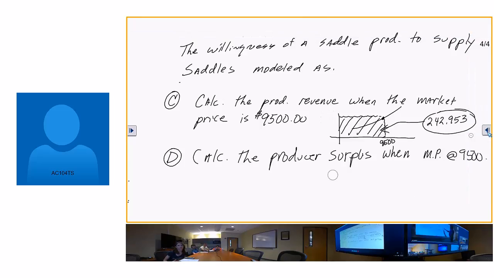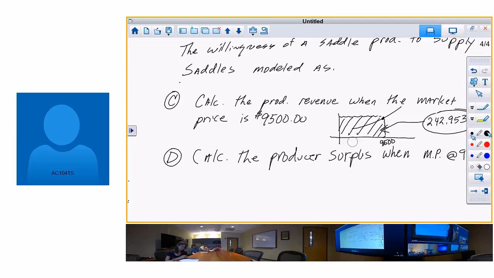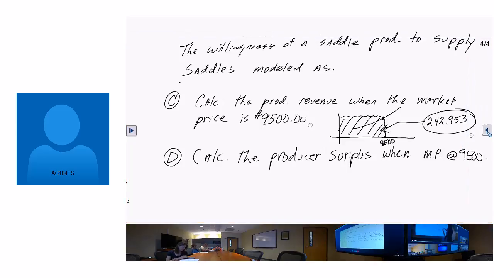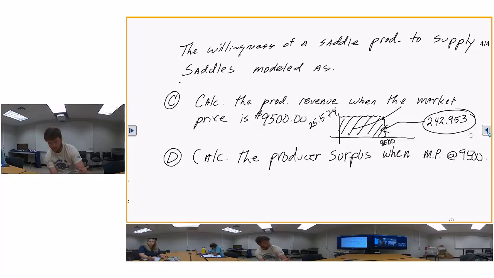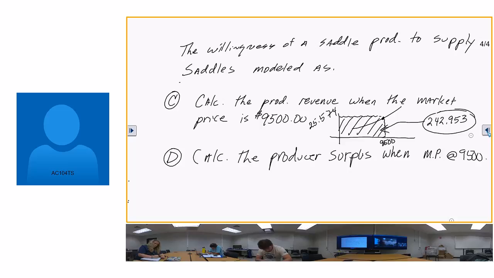What's the actual? Give me 3 digits. 25.574. Now multiply that by 9,500 and see what you get. 242.953. That's it. So you got to carry at least 3 digits.